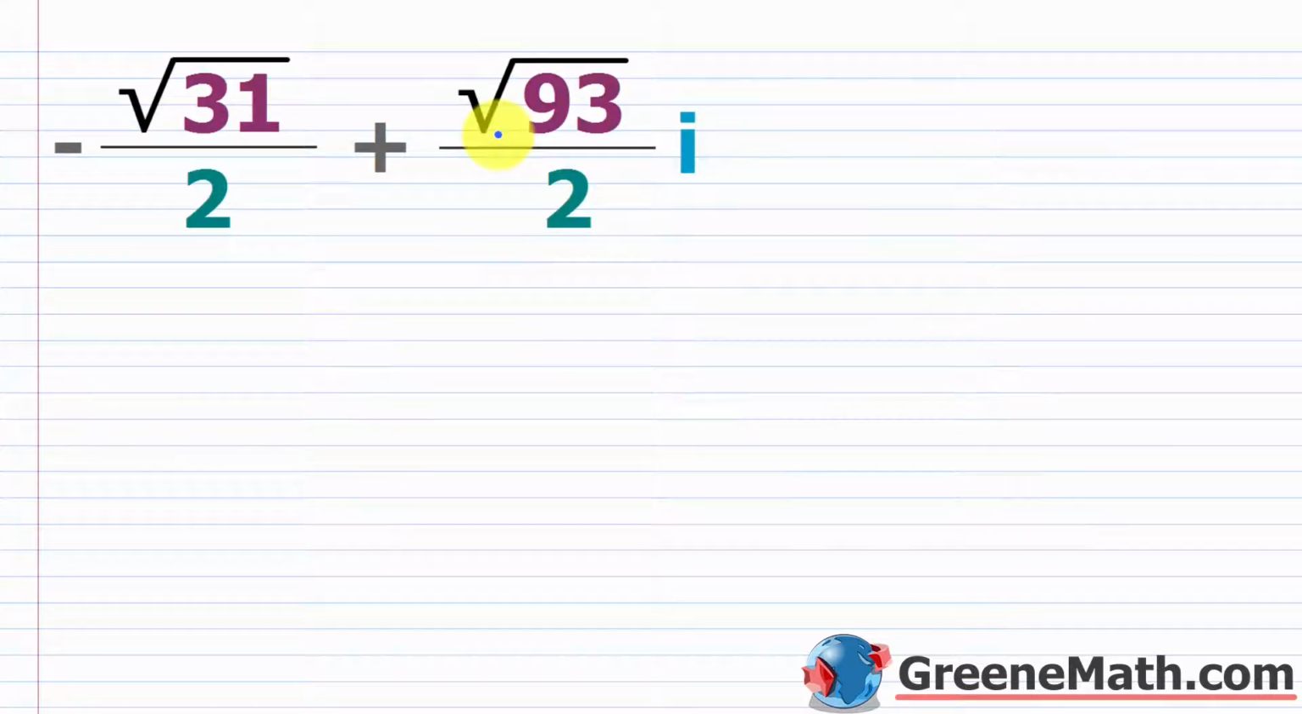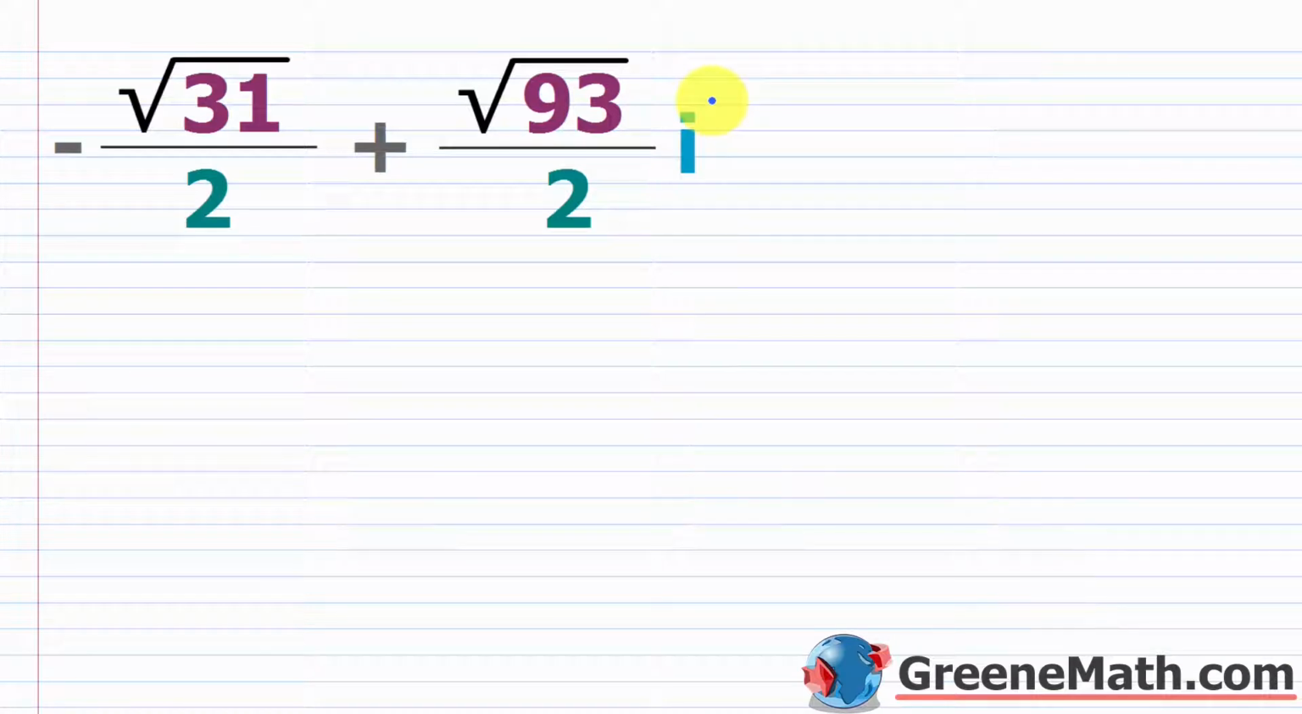All right, let's look at one more example. So we have the negative of the square root of 31 over 2 plus the square root of 93 over 2 times i. Again, just be careful. Sometimes they'll put the i up here because you're working with a radical. Just be able to separate the imaginary part from the real part. You need to know what those are, and you need to not get i mixed into that.